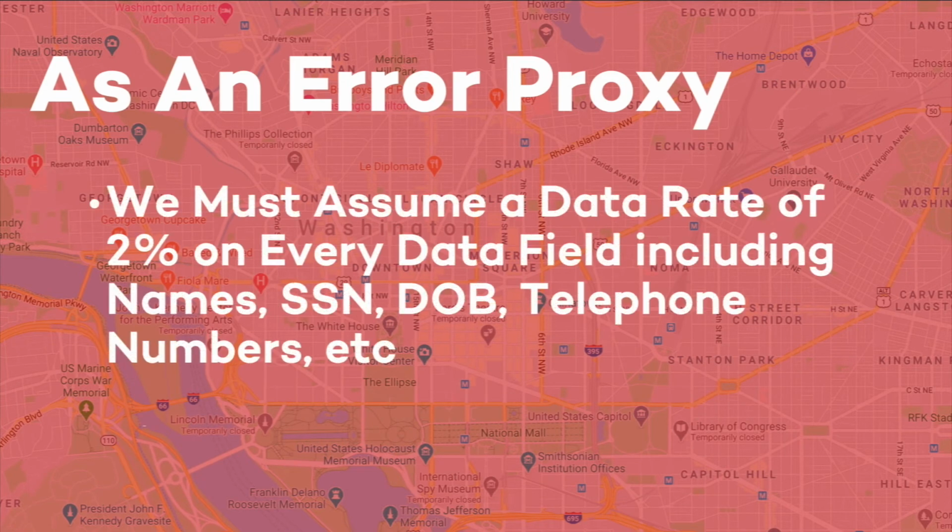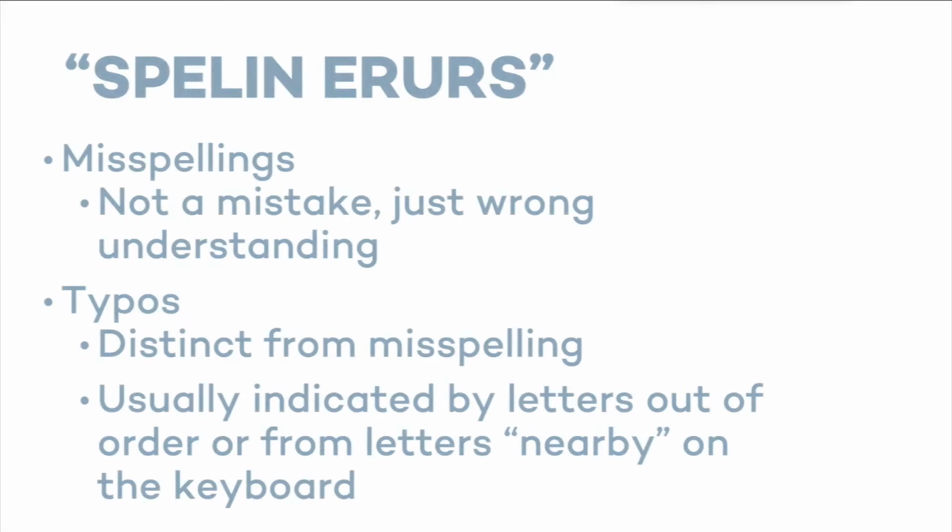But these error proxies are a really good way to measure this. You can do this with names, social security numbers, dates of birth, telephones, etc., by looking for data that's probably not valid, or looking for common names that are most likely misspelled, and so forth.